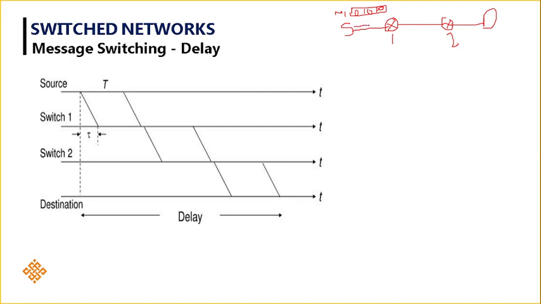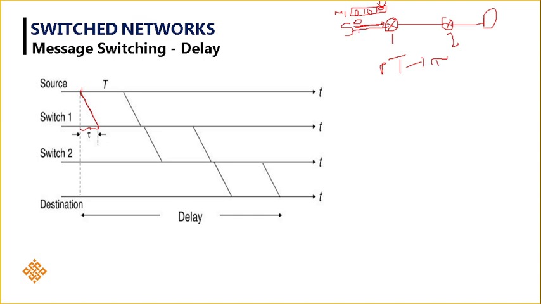So the time taken to transfer the first bit from source to the first node, which is switch 1, for example our first bit 0, we call it as propagation time. Here you can see, the first bit started at the source, and the time taken to transfer it from here to here we call propagation time. We represent the propagation time as tau.